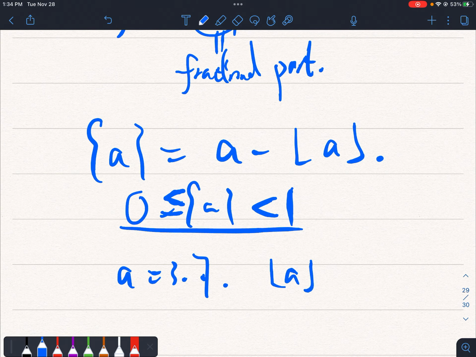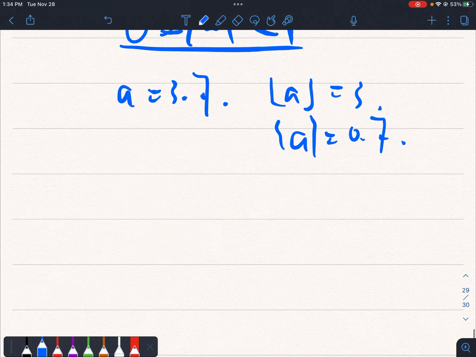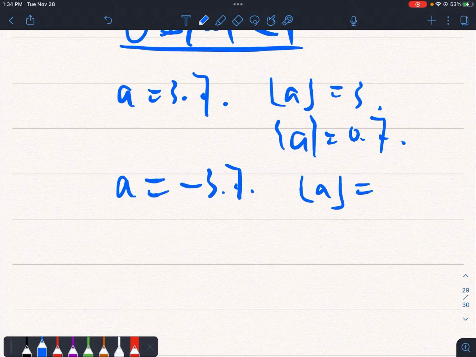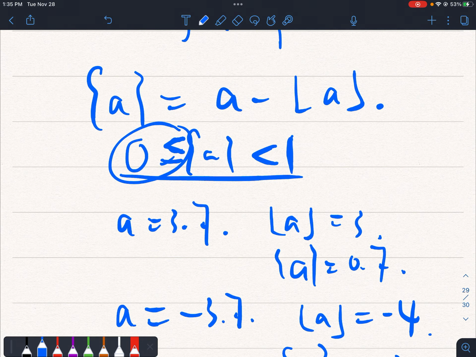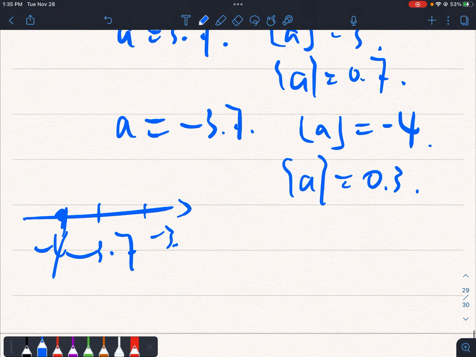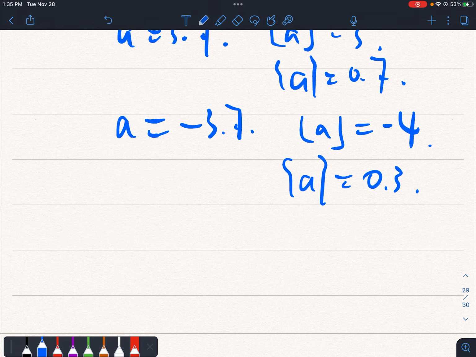So for example, if a is 3.7, then the integral part is 3 and the fractional part is 0.7. And if it's negative, you have to be careful. For example, for -3.7 the integral part is -4, because -4 is less than that, but -3 is bigger than that, right? Then by definition, this has to be -4, and then the fractional part would be 0.3. It's still non-negative, right? It's bigger than or equal to 0 and less than 1. Okay.